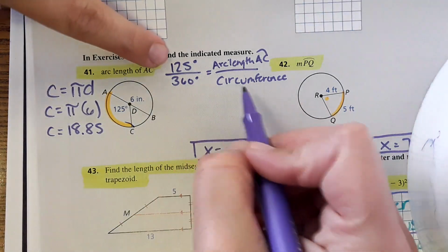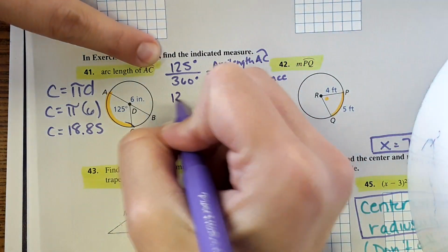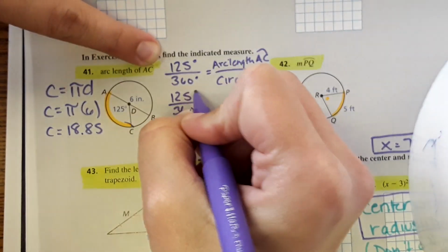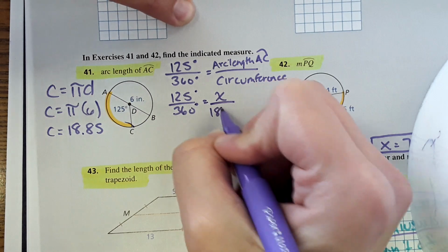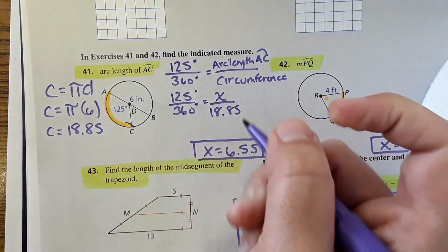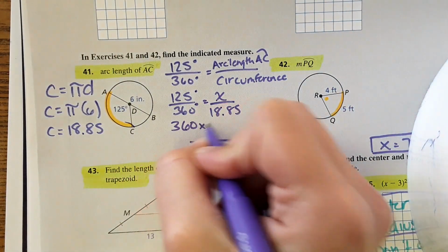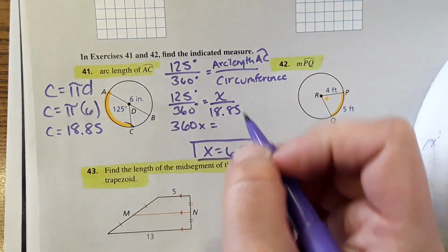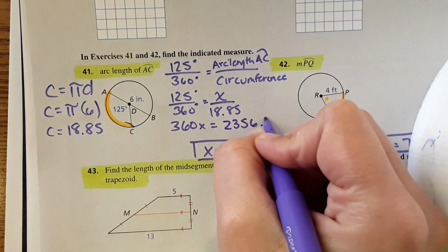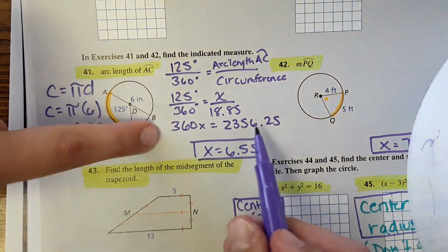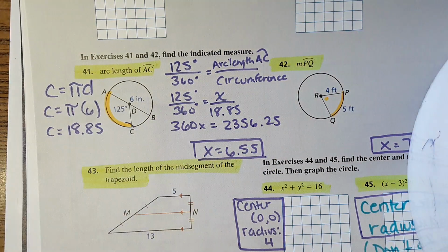Then from here, we're going to plug the circumference into this ratio. Call arc length x, circumference 18.85. You would cross multiply, we get 360x equals 125 times this number, which is 2356.25. Then divide by 360 and you get x equals 6.55.